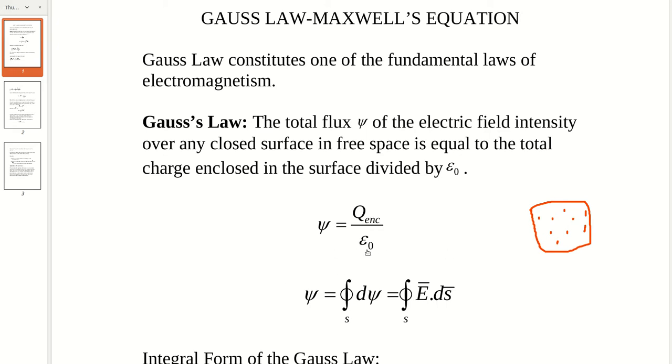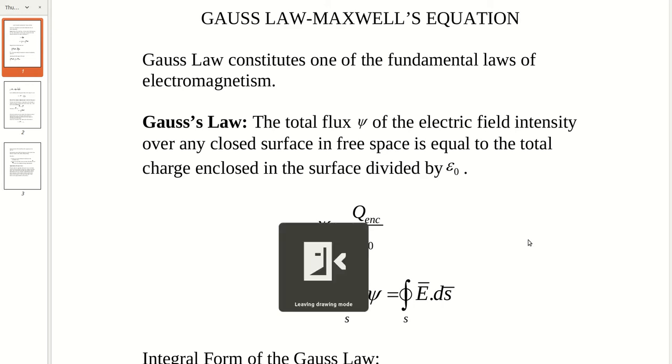Gauss's law says that this total charge enclosed in this surface, so you take the calculation of the Q that we calculated before, is equal to the electric field intensity. It equals all the electric field that comes across this surface. That is the meaning of Gauss's law.